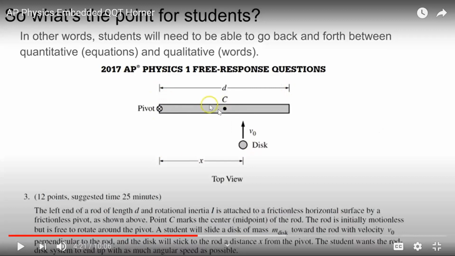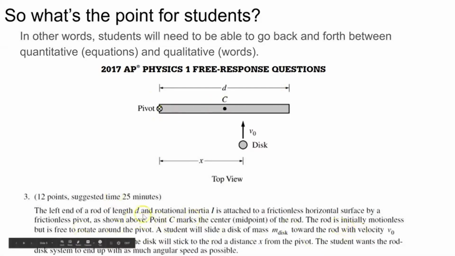So we've got a pivot point. We've got a long lever. We've got a disc that's going to strike at some radius from that pivot point. So that's just making sure you're paying attention. Rod, and then they go through and give you some information. So we're not going to actually do this problem. Instead, we're going to look and see where qualitative and quantitative actually appear.